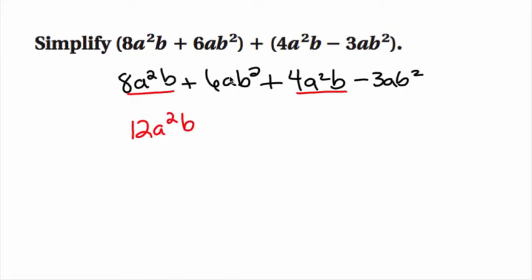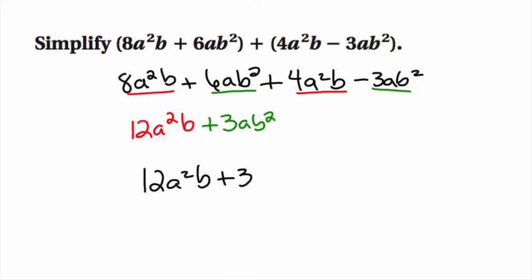Next I'm going to identify other like terms. I have ab squared here. I have another ab squared here. So these two will go together. So I'll add those together now. 6 minus 3 is 3ab squared. So this simplifies down to 12a squared b plus 3ab squared. And this is my final answer.